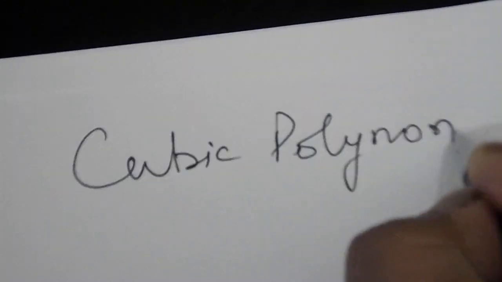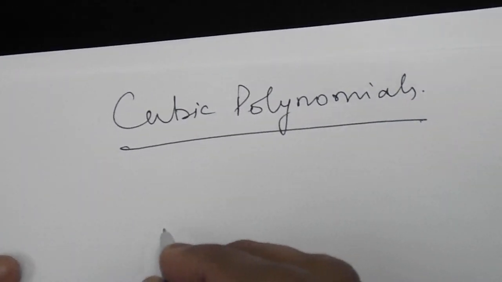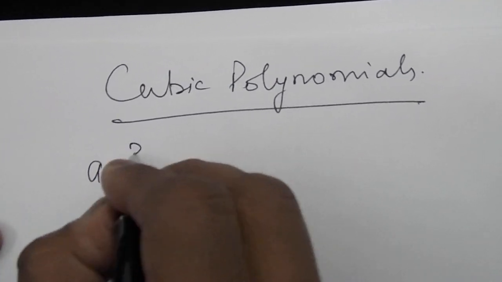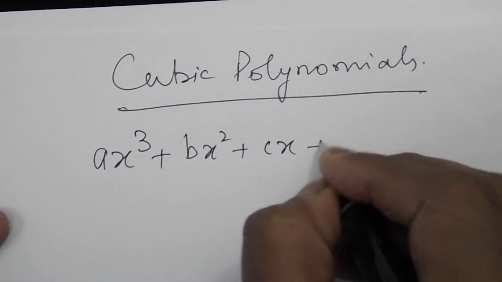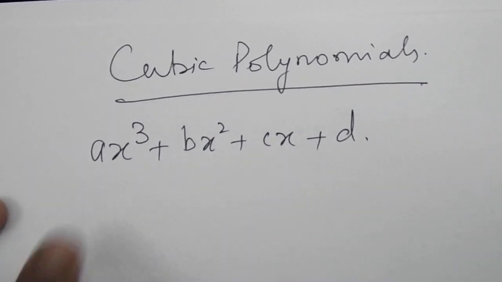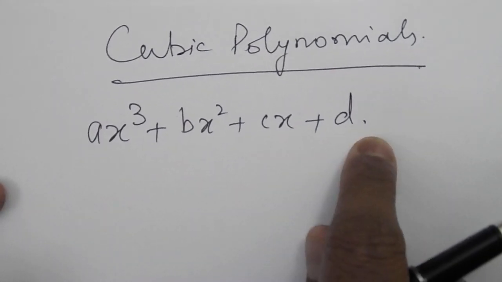Now before I start this exercise, I will explain to you about cubic polynomials. A cubic polynomial is of the form ax cube plus bx square plus cx plus d.